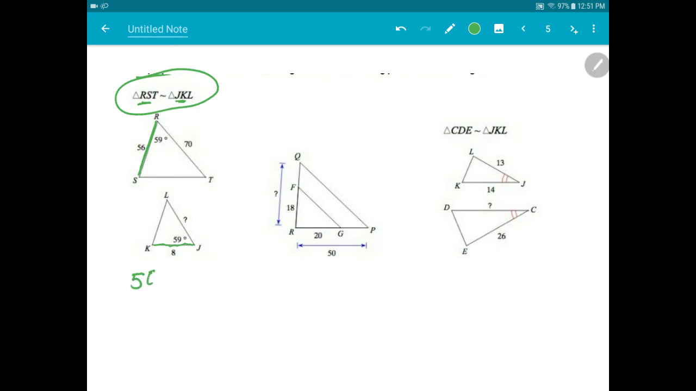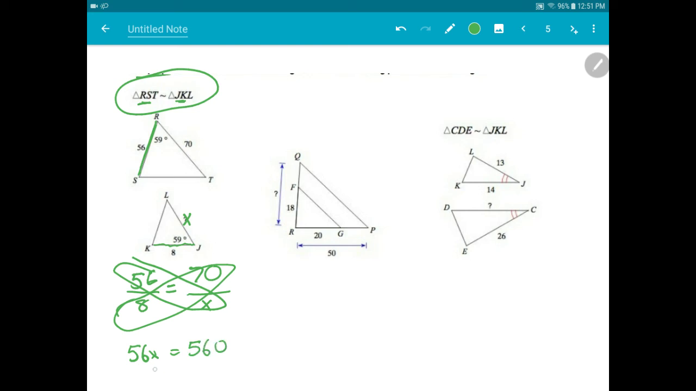So I'm going 56 over the top of 8 is equal to, and because I used this triangle first, I have to use this triangle, this side first again. We go 70 over our unknown, which I'm going to name X. Now we cross multiply. We put our band-aid on, and we get 56X is equal to 560. Then we just get X by itself, and we get X equals 10.